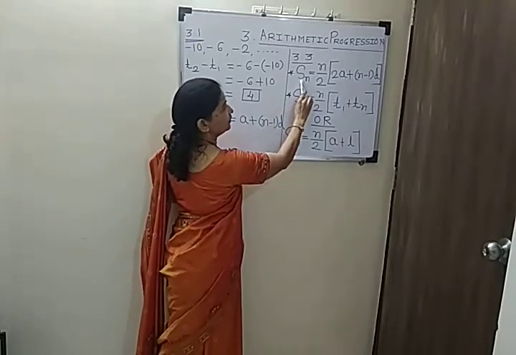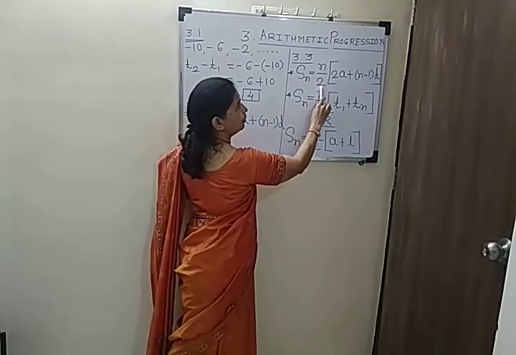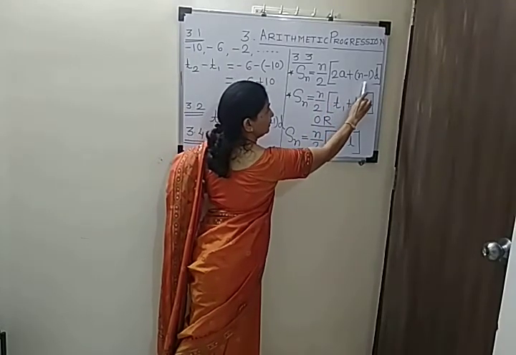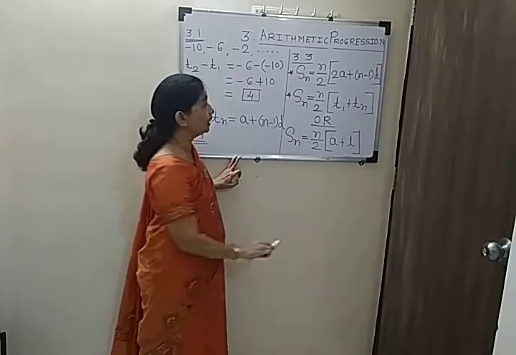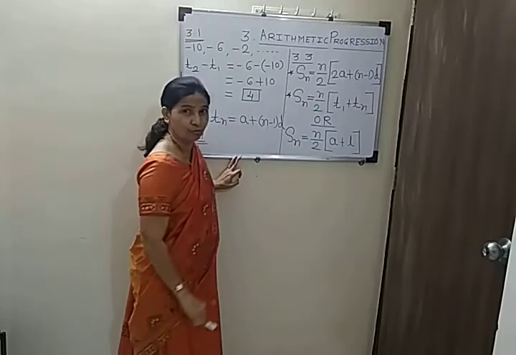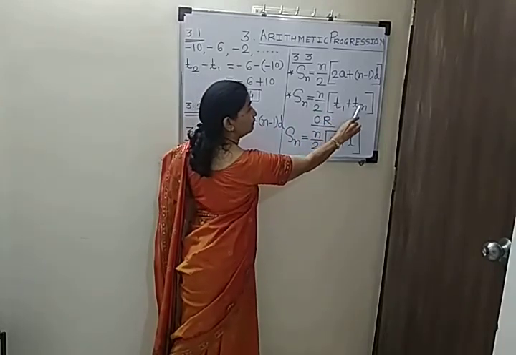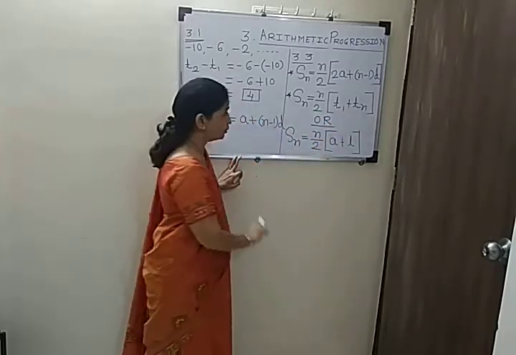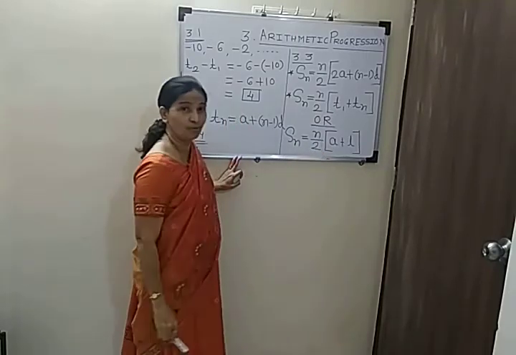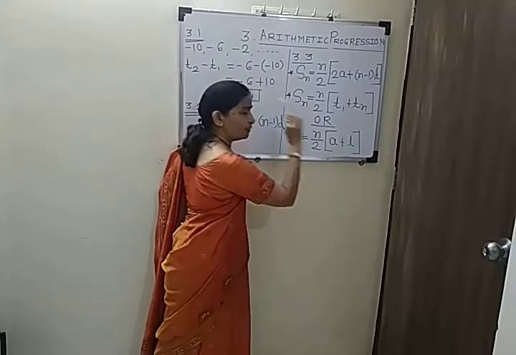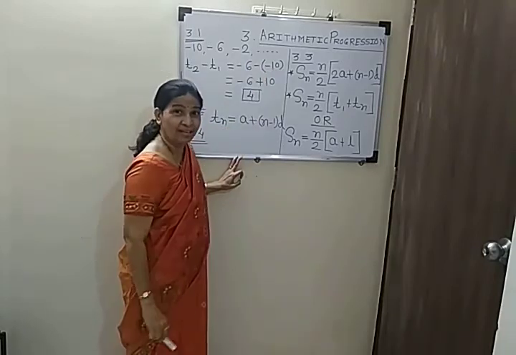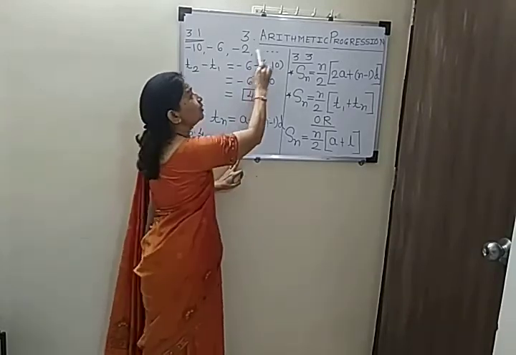Second one is Sn is equal to n upon 2 in bracket 2a plus n minus 1 into d. And the third formula is Sn is equal to n upon 2 in bracket T1 plus Tn, which is also written as Sn is equal to n upon 2 in bracket A plus L. This is all about the chapter Arithmetic Progression.